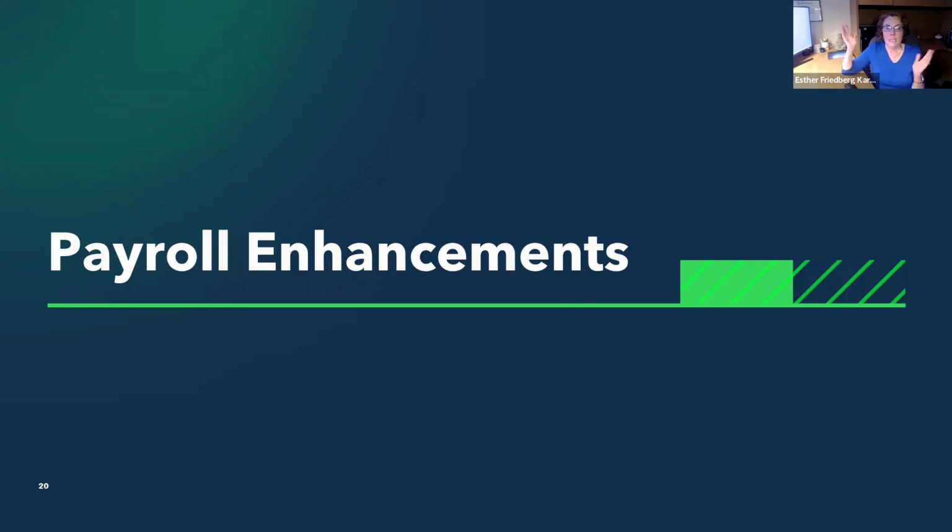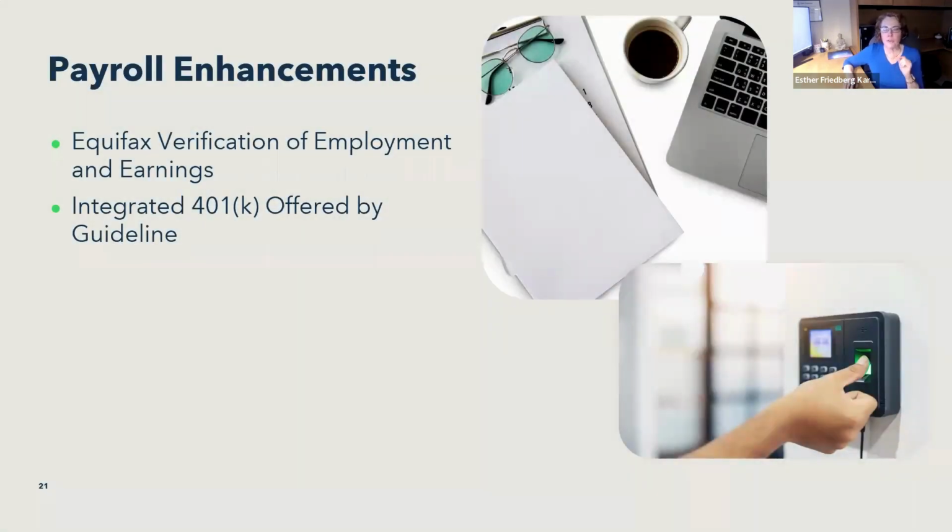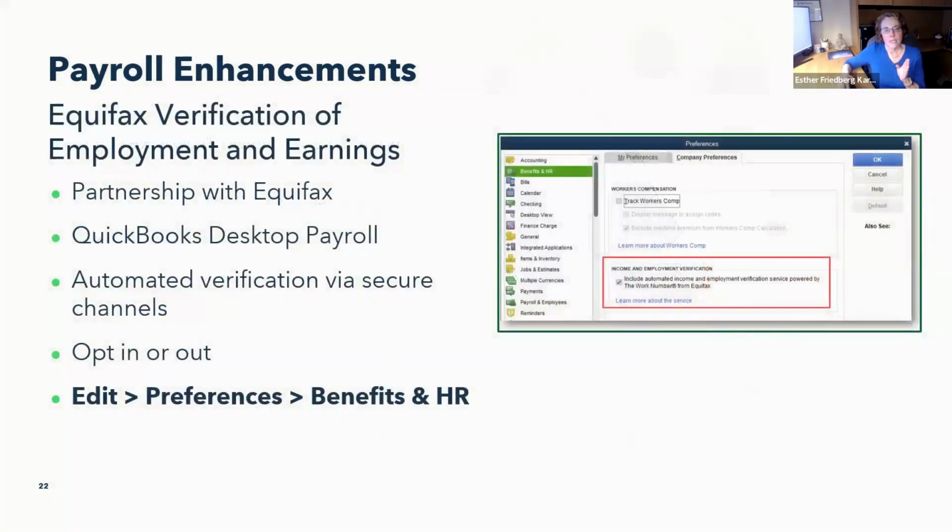Anyway, let's cover payroll enhancements that are not specific to Enterprise, but do require a QuickBooks payroll subscription. In this category, there are two new features: Equifax verification of employment and earnings, and an integrated 401k offered by Guideline. Now, the Equifax verification of employment and earnings is available in the entire desktop lineup from Pro Plus all the way up through Enterprise, as long as there's an active QuickBooks payroll subscription.